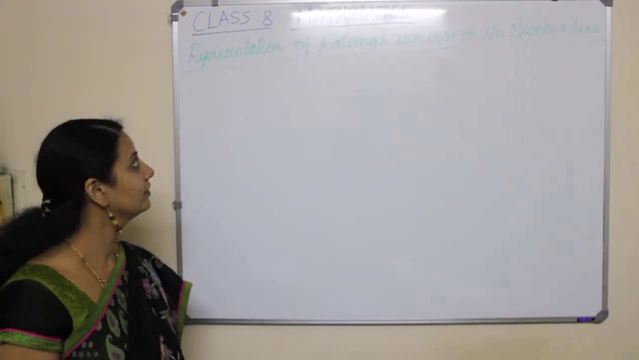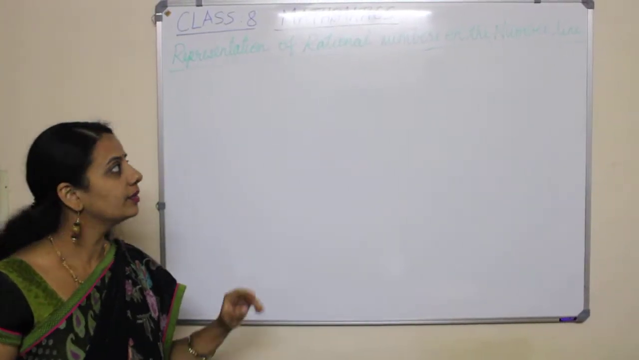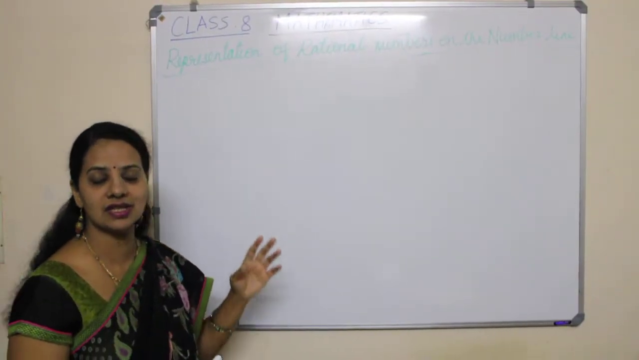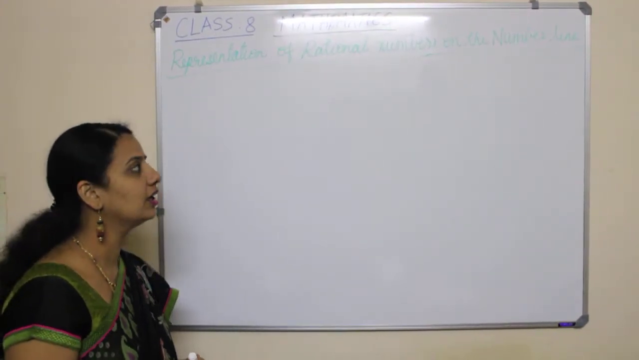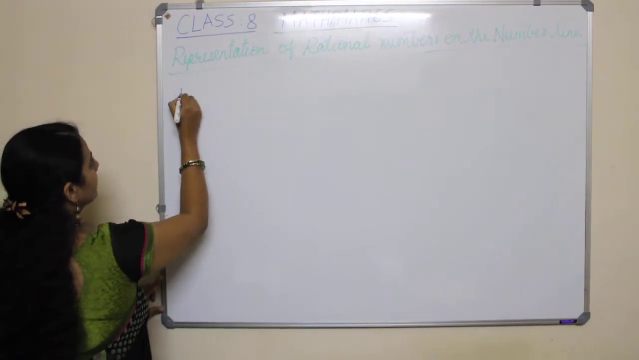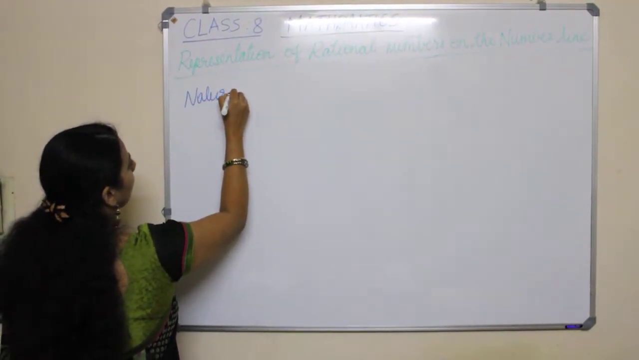Today in this session we are going to learn how to represent rational numbers on a number line. So before we learn about rational numbers on a number line, let us recall natural numbers. So how do we represent natural numbers on a number line?